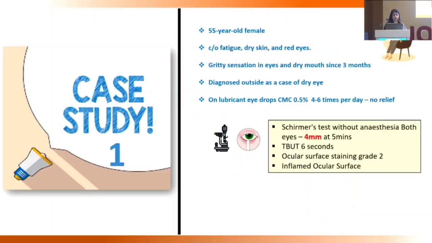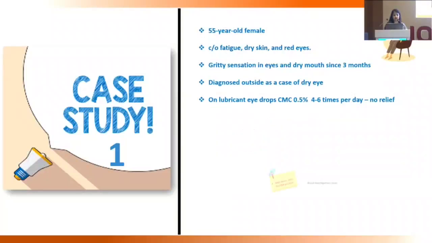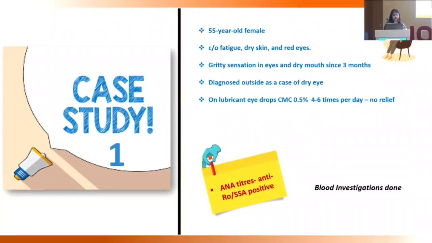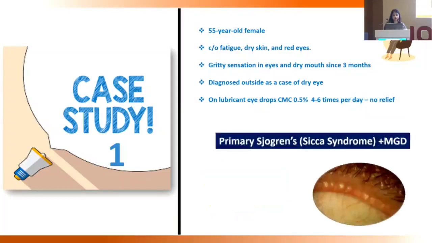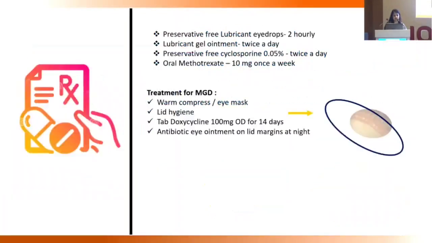I'll just run through a few cases. So this was a 55-year-old female who complained of dryness. She was using lubricants but had no improvement for a long time. Schirmer's was 4 mm at 5 minutes. TBUT was also altered and ocular surface grading was 2. An inflamed ocular surface was there, and ANA titers were positive for SSA and anti-Ro. So we saw that she was a primary Sjogren's sicca syndrome along with a little bit of MGD.